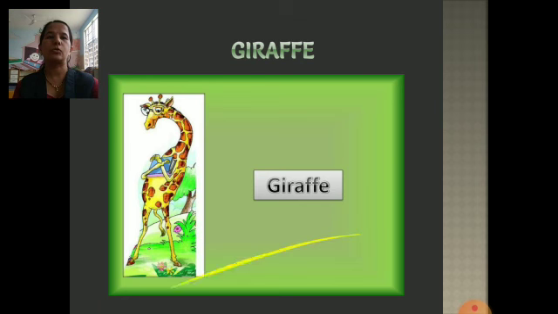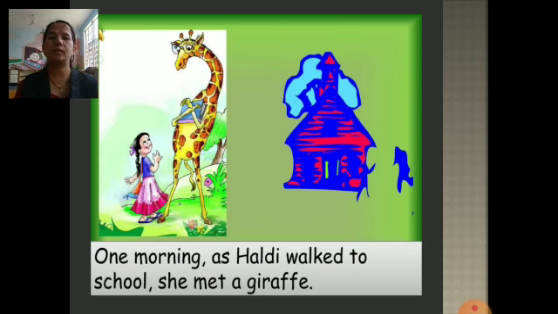Okay, children. So, now I'll read this out. Just listen carefully. One morning, as Haldi walked to school, she met a giraffe. So, what happened? As Haldi was going to school, she met a giraffe. Every day, as you go to school, what do you see? You see dog, cat, right? Some cows in the street or on the roads. But what happens to Haldi? She met a giraffe. Okay?